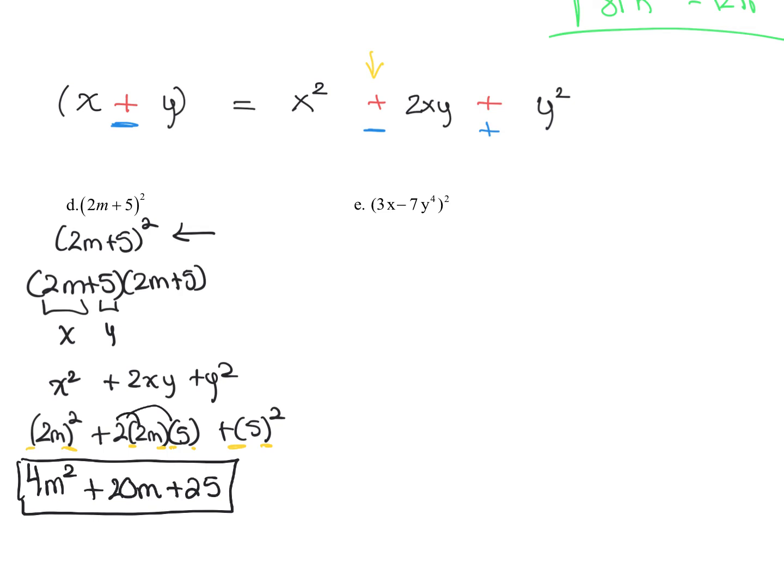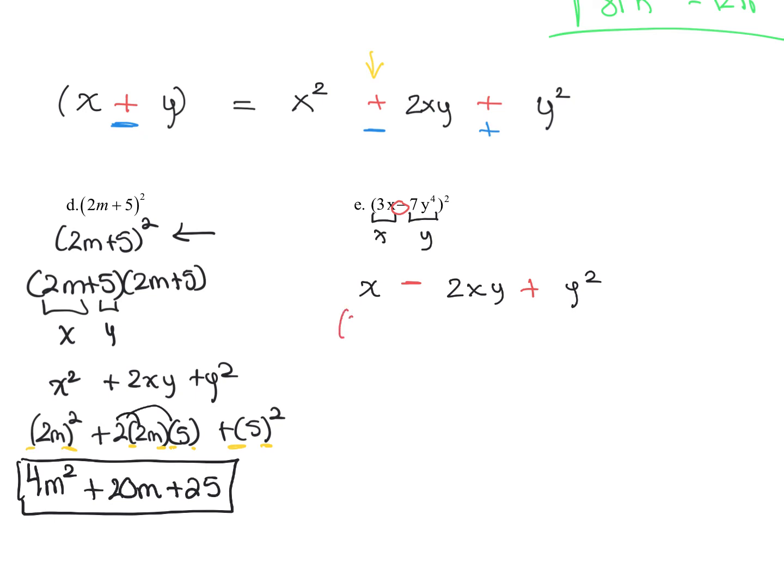Okay, so the next one. So this whole thing is my x term, and this whole thing is my y term. So remember, the pattern is x squared, 2xy, and then y squared. And then because there's a minus here, this is a minus, and this one's always a plus. So then we're going to plug our stuff in.